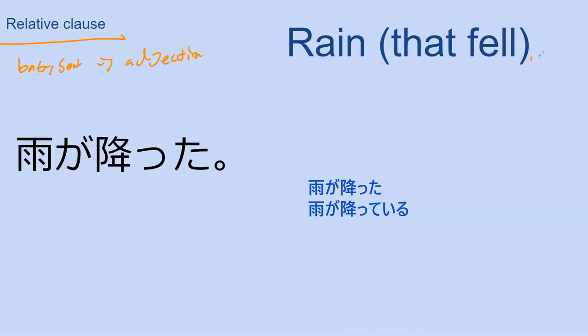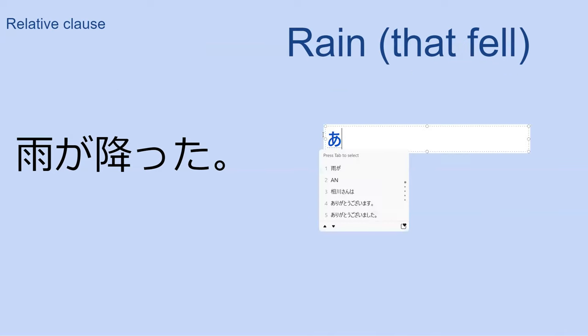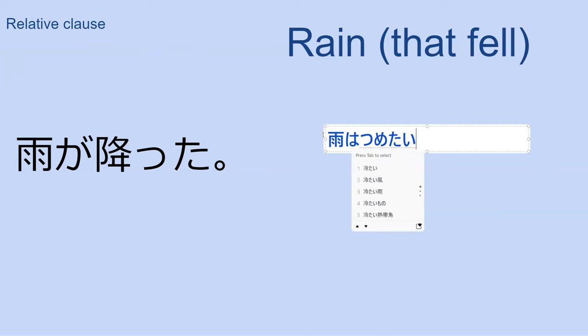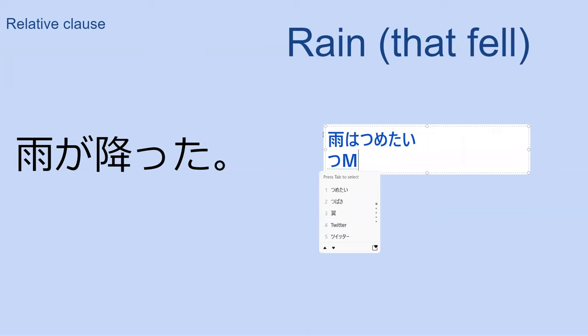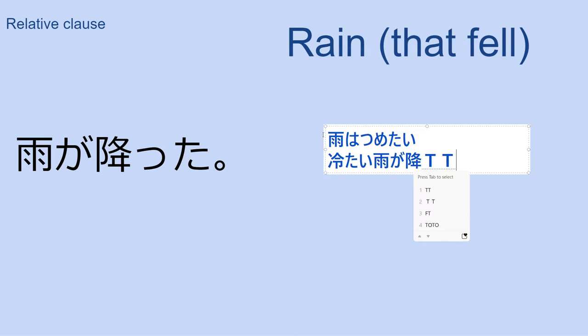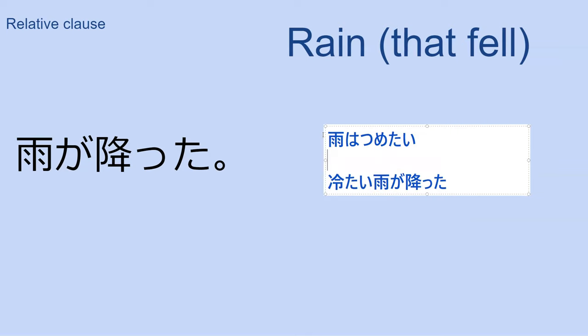So this right here allows us to make really long sentences. For example, if I want to say rain is cold, I'd say ame wa tsumetai. Rain is cold. But what if I want to say the rain is falling and it is cold, and I want to combine these into one sentence? Well, the obvious way to do it would be 冷たい雨が降る or 降った, right? That's just taking the adjective and using it to describe the noun. That is the normal way of doing it.